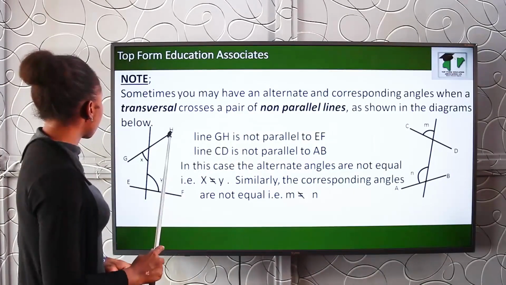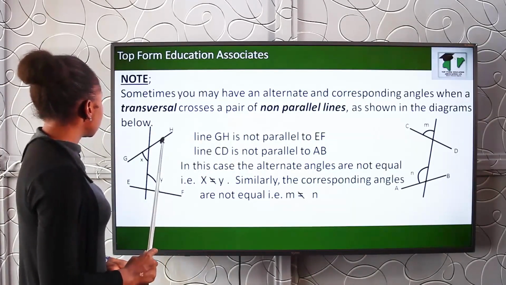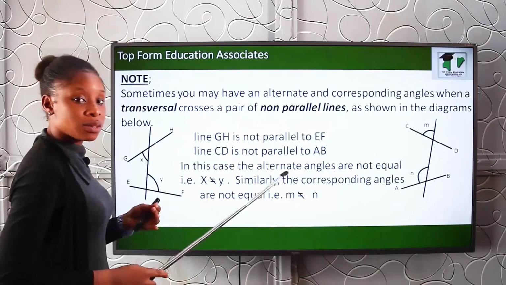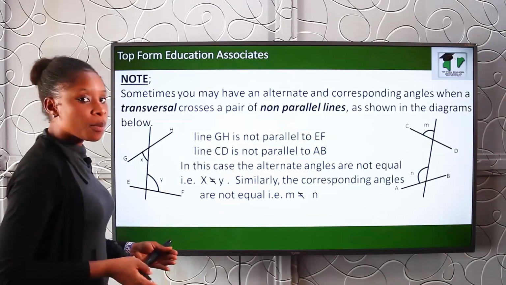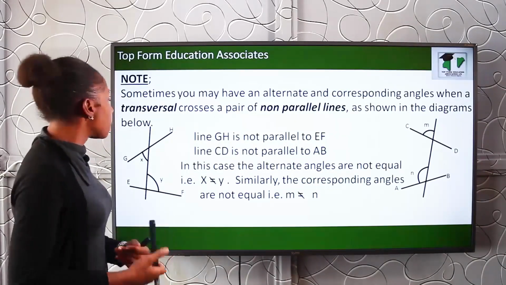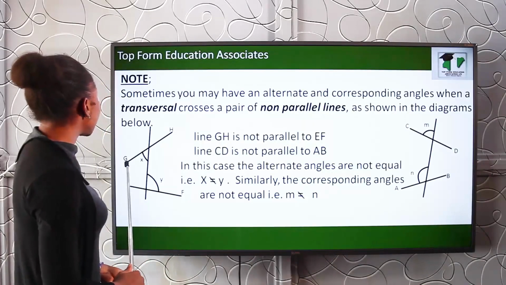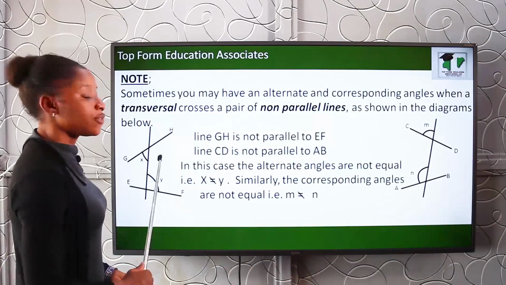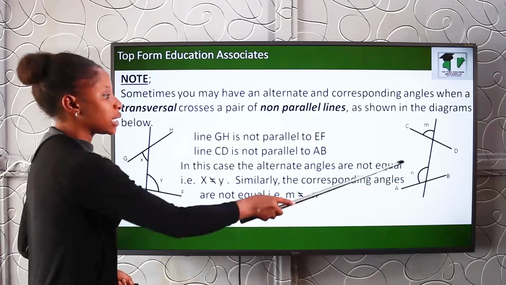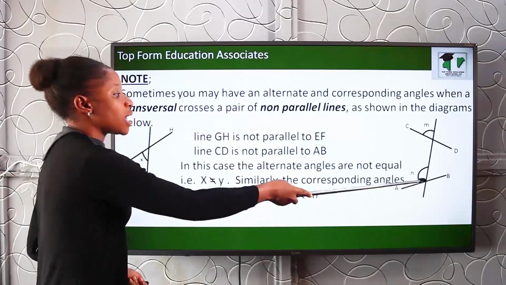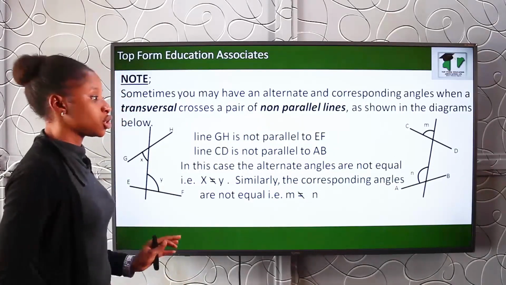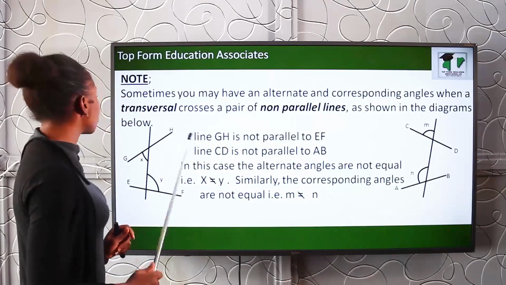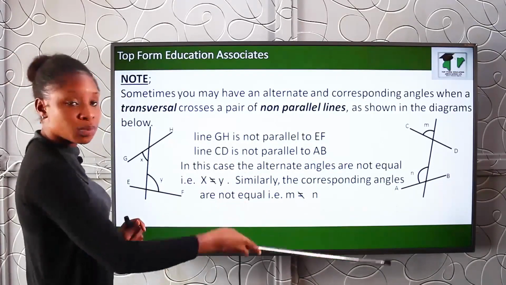Line GH is not going in the same direction as line EF. We said parallel lines have the same direction and the same distance, but they never meet. Look at this very closely. You would see that line GH is not going in the same direction as line EF, and they definitely do not have the same distance. Now look at this. Line CD and line AB are going in totally different directions, and they do not have equal distances. And a transversal is cutting across these non-parallel lines.